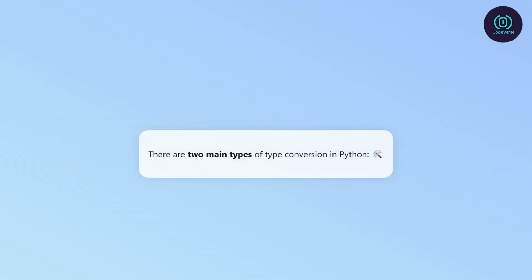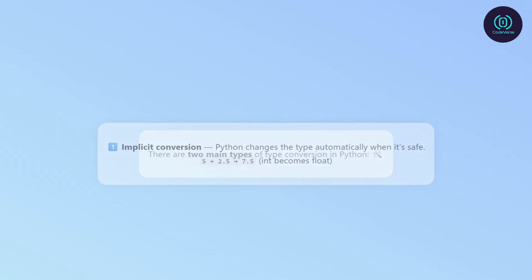There are 2 main types of type conversion in Python. Implicit type conversion, also called type coercion. Here, Python automatically changes the data type for you when it's safe to do so. For example, if you add an integer and a float, Python will convert the integer to a float so the operation works without losing precision. result = 5 + 2.5 becomes 7.5 automatically. print(result) gives 7.5. This is convenient because you don't have to think about it, but it only happens in certain safe cases.